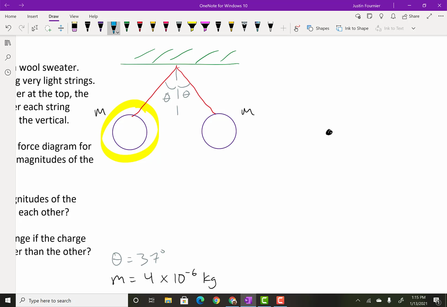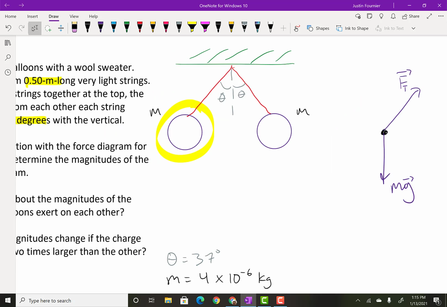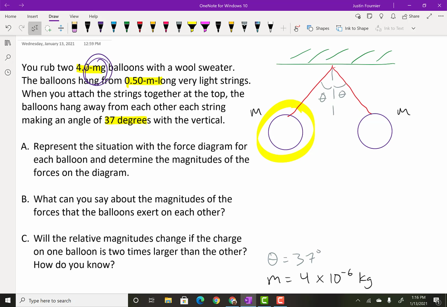And so the forces here, well, there's going to be a tension force due to the string, and it points like that. So that's a tension force. There's weight pulling this thing down. That's going to be mg, the mass times g, not to be confused with this mg, which is milligrams. So this is the mass in milligrams.